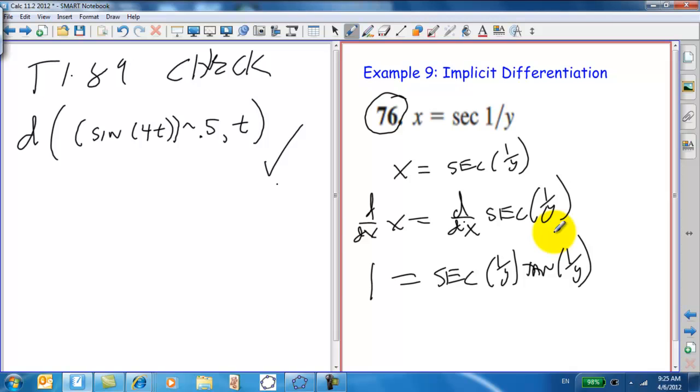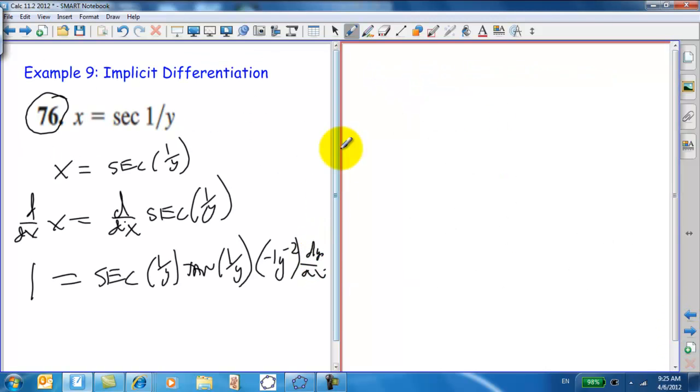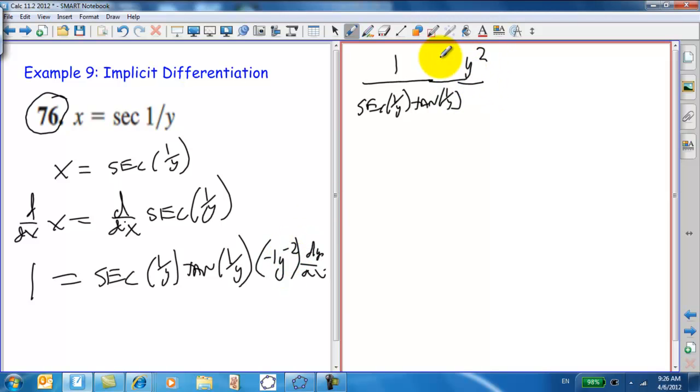But then we also have to come up with the derivative of the inner function. And the derivative of y to the negative 1 here is going to be negative 1 y to the negative 2 dy dx from the chain rule. And I take a little more time on this just to solve it for dy dx. So we have dy dx, well, 1 over secant 1 over y, tangent 1 over y. And let's see, this is y to the negative 2, so it'll be y to the positive 2 on the other side, and we have a negative associated with that, equals dy dx.